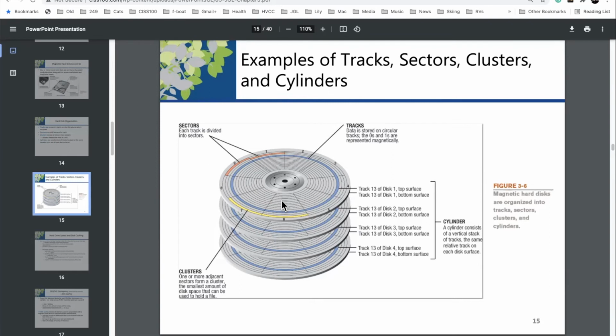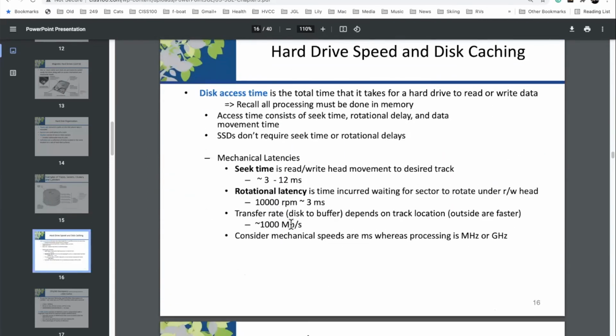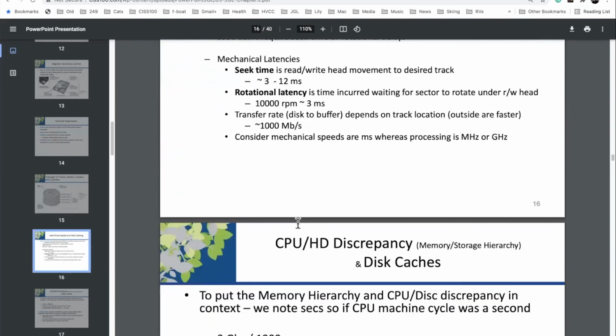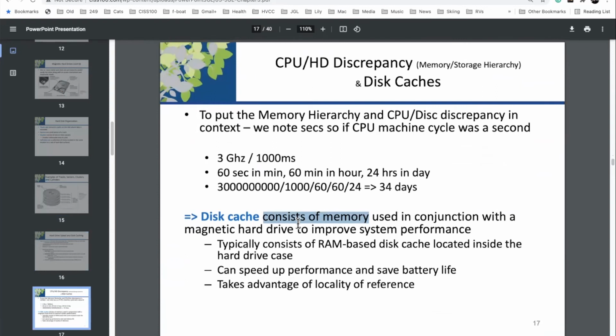I'm not going to incur additional latency, mechanical latency. So I'm just going to let that disk rotate under my read-write heads. I'm going to keep reading and writing and then transfer to the disk cache at that 1000 megabits per second and just fill that cache up. So should the CPU need that next piece of data and it's in the disk cache, grab it from that disk cache. Don't go back out to that mechanical hard drive. So again, we can improve performance in that way.